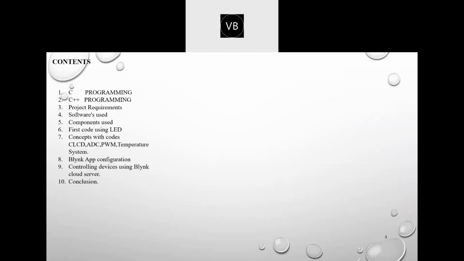Contents. We have learned about C programming, C++ programming, and project requirements. Software used, components, first code using LED and also CLCD, ADC, PWM, and temperature system. And Blynk app configuration, controlling devices using Blynk cloud server, and conclusion, etc.